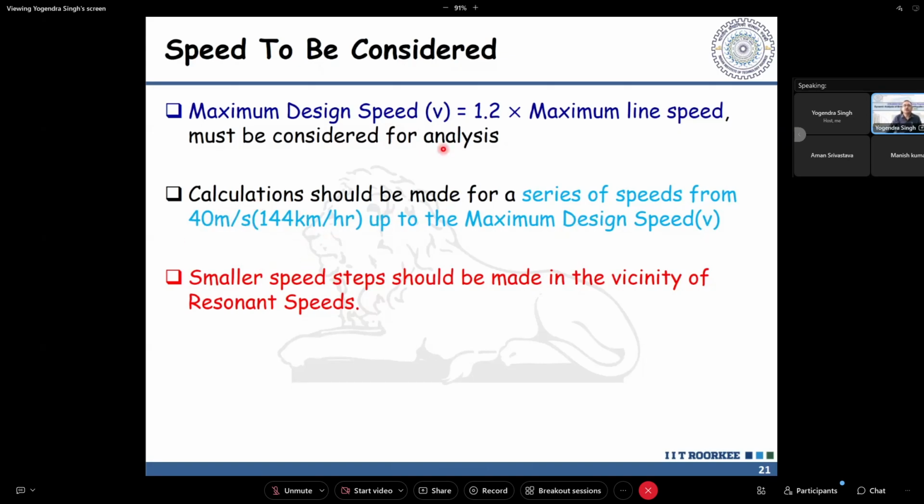After that, we should perform a dynamic analysis, and using the results of the dynamic analysis, we should get the response at different speeds. And near the resonance, we should take smaller steps.